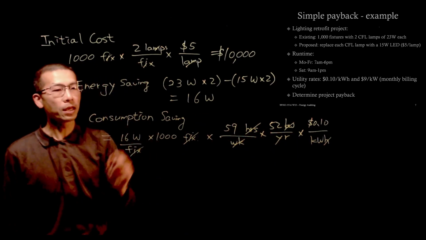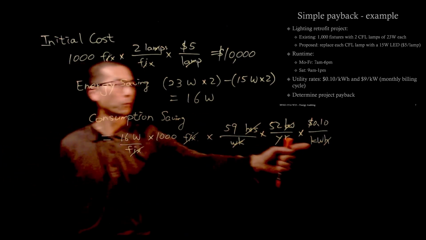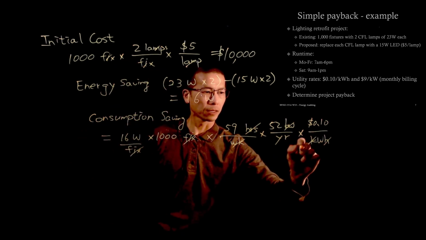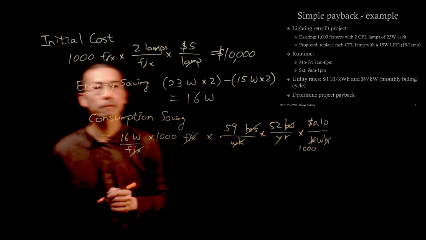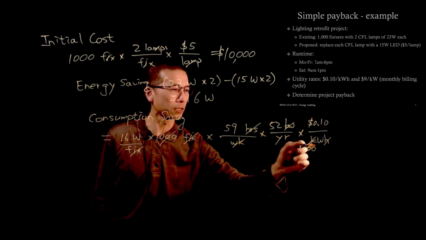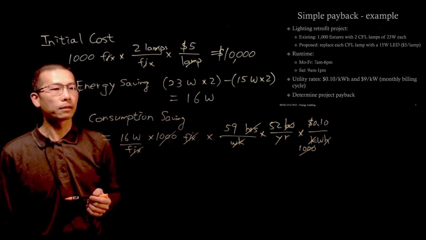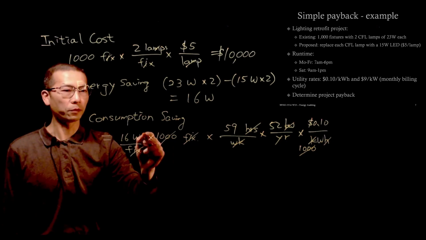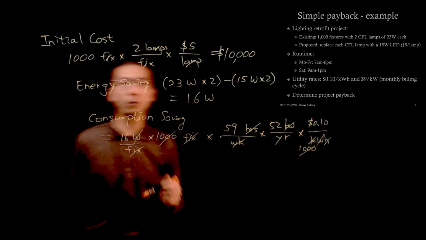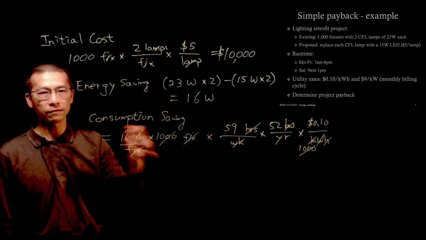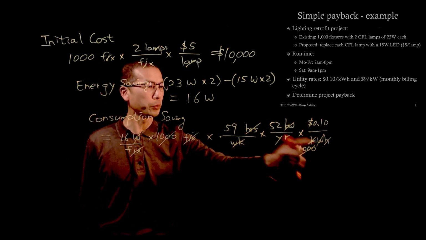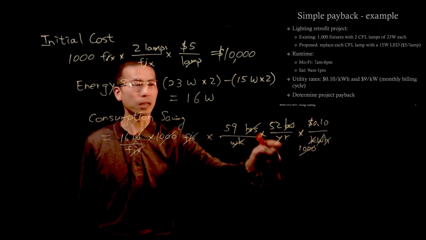Now be careful. Here is 16 watts. We have kilowatt here. So let's replace this kilo by 1,000. And then we can cancel this 1,000 with that 1,000, and the watt and watt. What I'm doing is checking my unit to see if everything's consistent. So now we only have the numbers and the dollar sign per year, that's it.